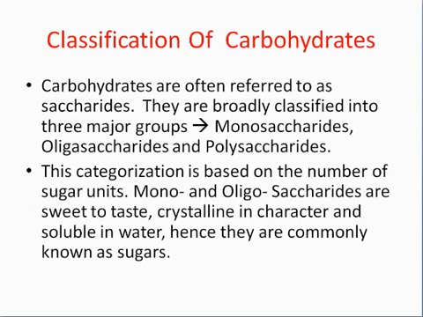Mono means the sugar unit is only 1. Oligo means generally 2 to 10 sugar units held together, and polysaccharides have more than 10 sugar units present in a particular carbohydrate molecule. It is very interesting to know that the mono and oligosaccharides are sweet to taste, and the polysaccharides are tasteless.